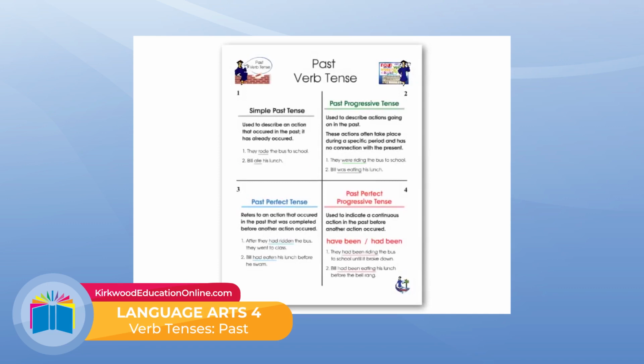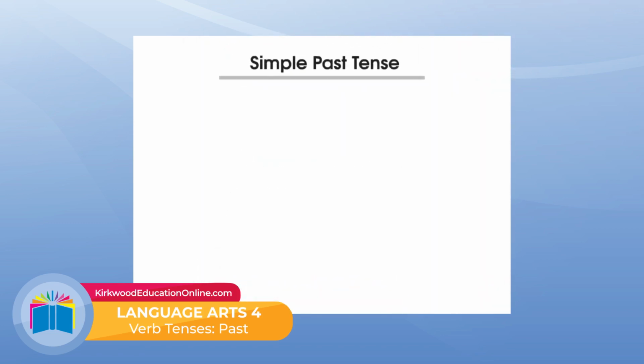In the past tense, there is a simple past tense, there's a past progressive tense, there's a past perfect tense, and there's a past perfect progressive tense. And that's what we're going to learn in this lesson. Please look at square number 1.